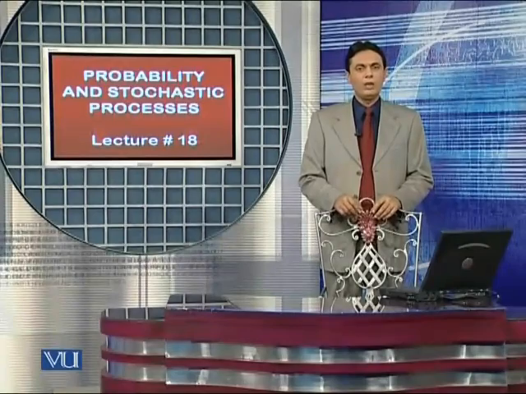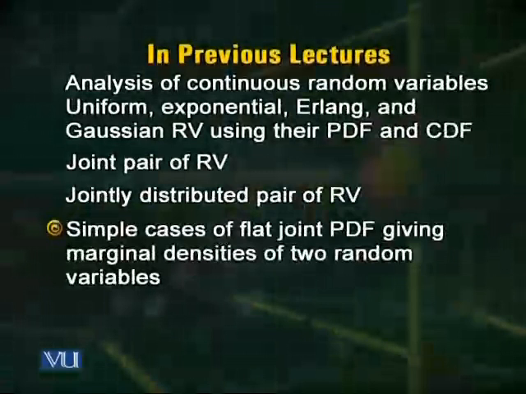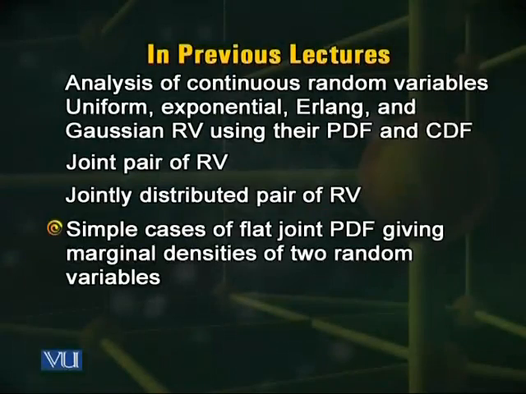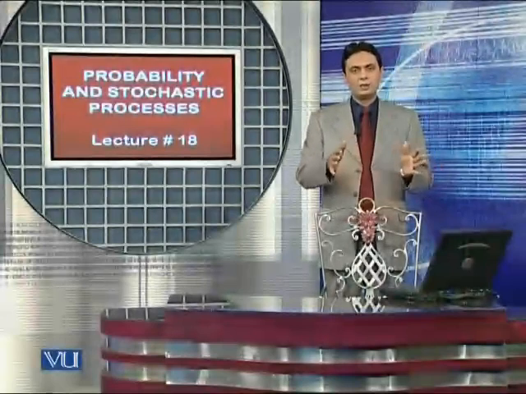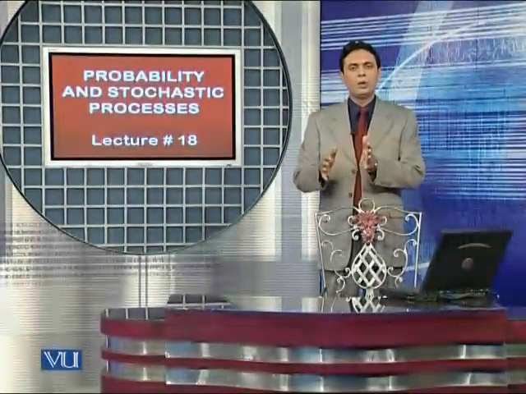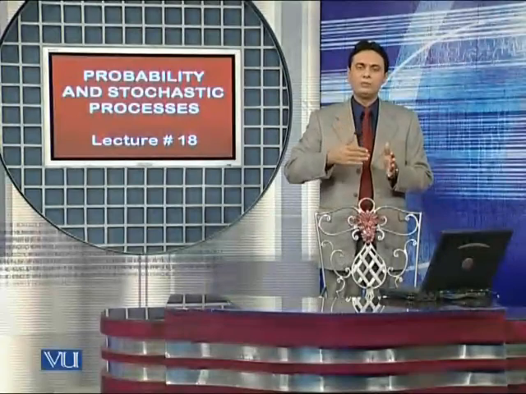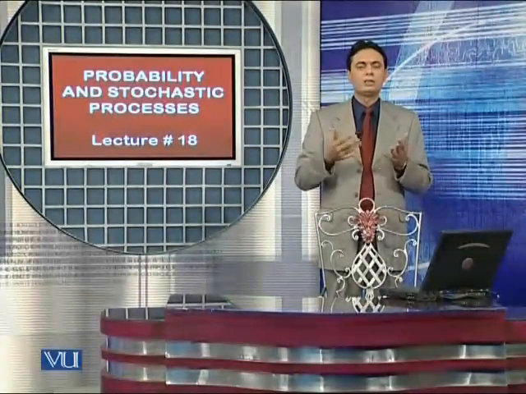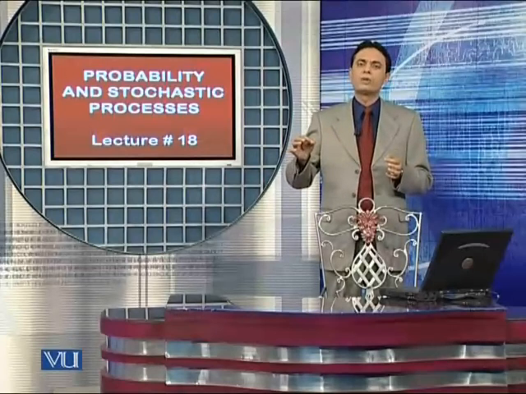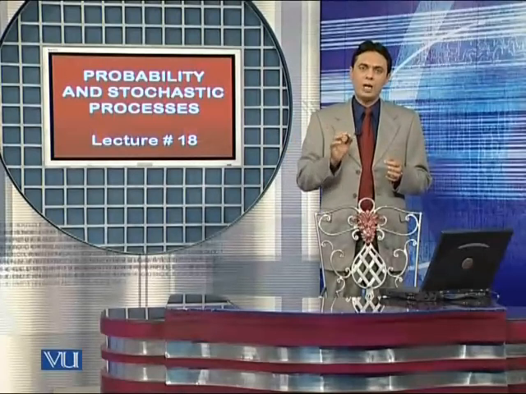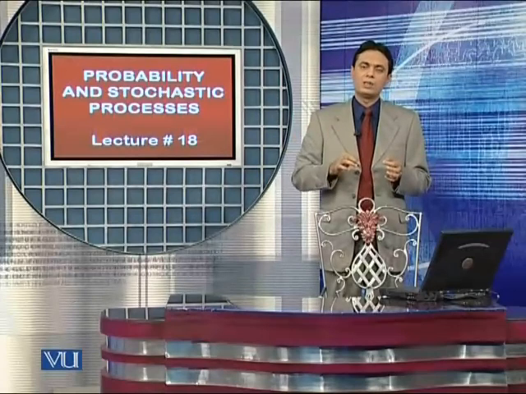The issues we have already discussed are that out of this two-dimensional surface, which is the joint PDF, we can have two one-dimensional functions which are called marginal densities. We get those marginal densities by integrating this surface along the x-axis or along the y-axis. If we integrate along the y-axis, the y parameter vanishes and the resulting function is a function of x, and we can call it the marginal density of the x random variable.